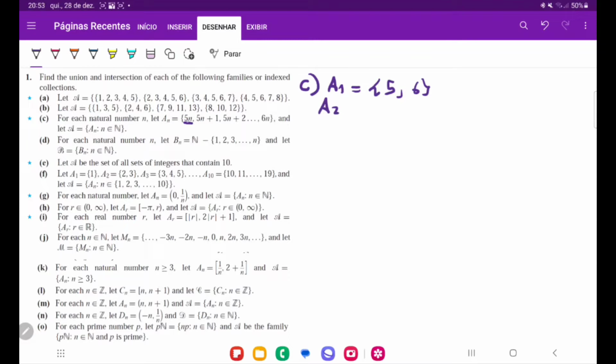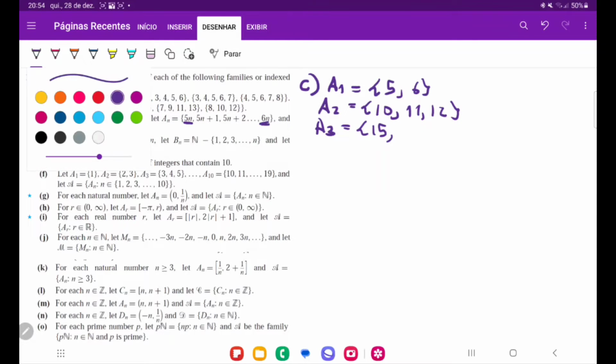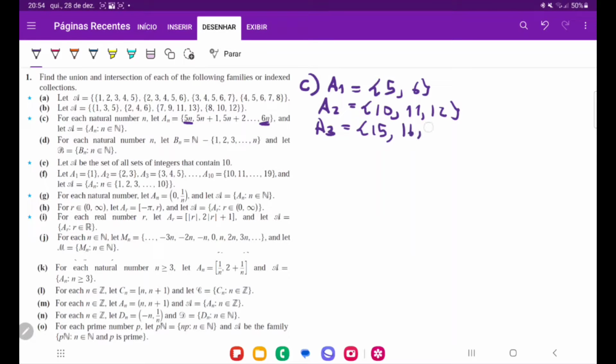A2 begins at 5 times 2, so it begins at 10, and it's going to end at 6 times 2, so it's going to end at 12, and in the middle we're going to have 10, 11, 12. And you guys can kind of see the pattern where for A3, we're going to begin at 5 times 3, so we're going to begin at 15, and then we're going to end at 6 times 3, so we're going to end at 18, so we have 15, 16, 17, 18.